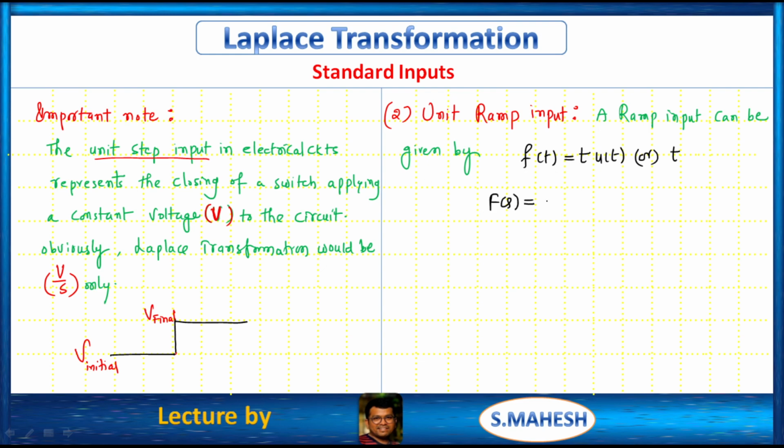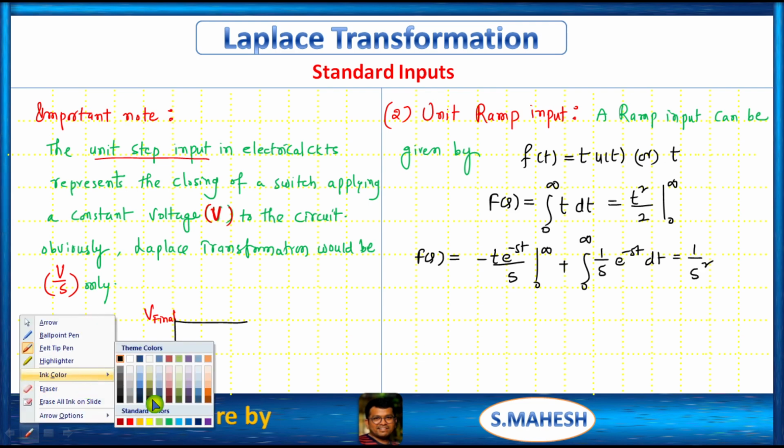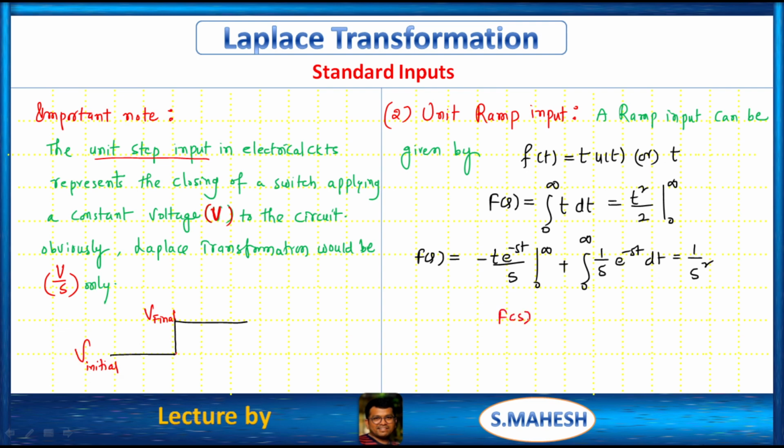So for this, the Laplace transformation is integral 0 to infinity t into e power minus st dt. We all know that integrating by parts, for this F of s we are having minus t e power minus st by s, limits 0 to infinity, plus integral 0 to infinity 1 by s e power minus st dt, which finally gives 1 by s square. That is the Laplace transformation of ramp input, which is equal to 1 by s square. That's it. For unit step we are having 1 by s. For ramp input we are having 1 by s square.